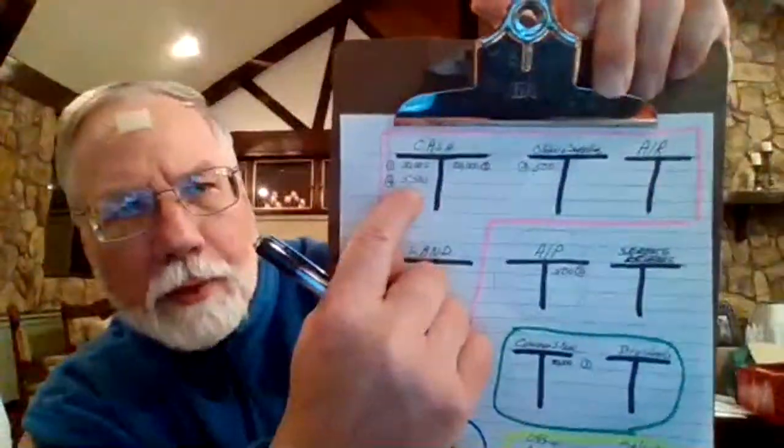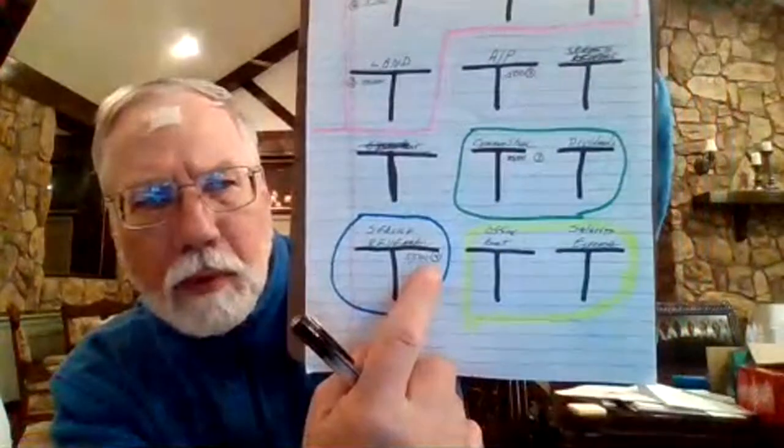So cash went up $5,500 in transaction 4. And service revenue gets a credit for $5,500. Transaction 4. Cash gets a debit. Service revenue gets a credit.